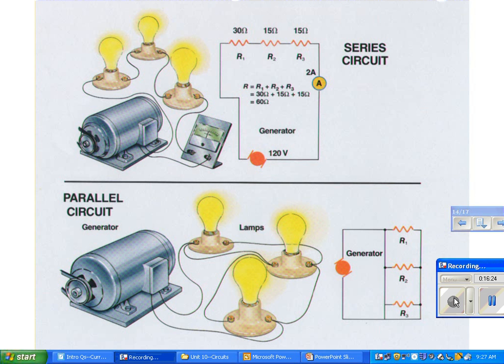So here's kind of a pictorial overview of what we've been talking about. Okay, this top one, we have 3 bulbs connected in series. Here's our generator.